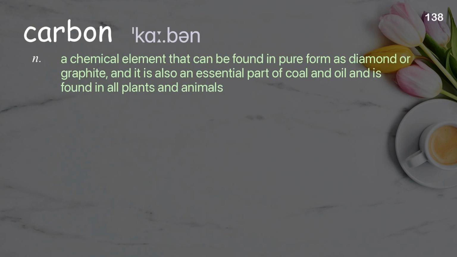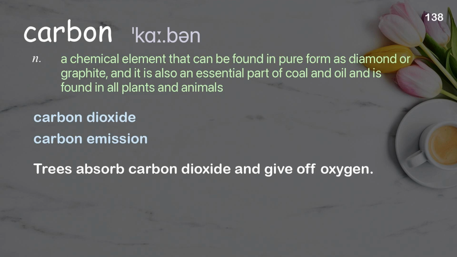Carbon: A chemical element that can be found in pure form as diamond or graphite, and it is also an essential part of coal and oil and is found in all plants and animals. Examples: Carbon dioxide. Carbon emission. Trees absorb carbon dioxide and give off oxygen.